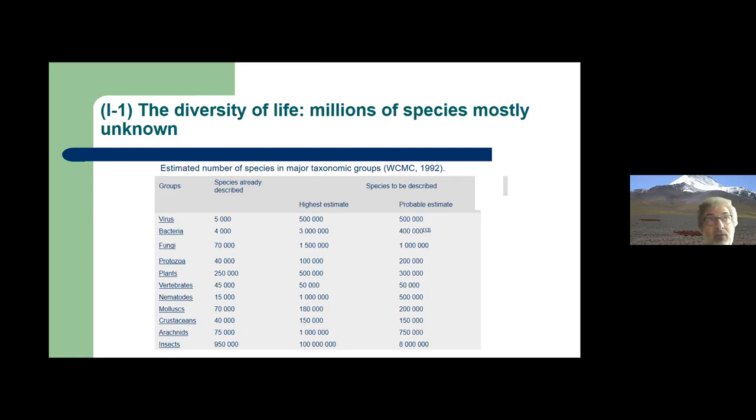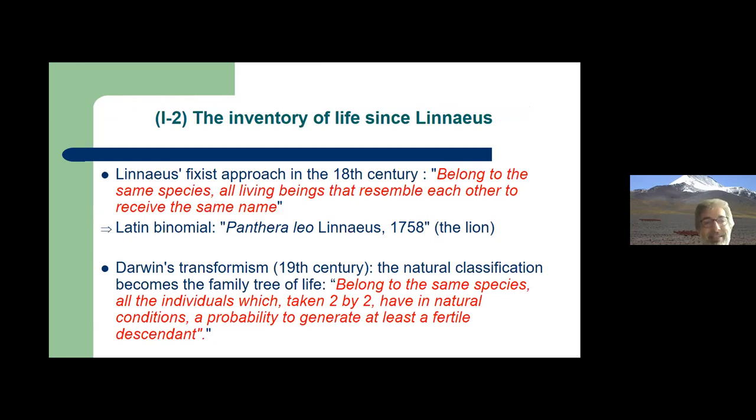And we have to keep in mind that the number of species doesn't explain the totality of the biodiversity. We also need to know the function of the species in the ecosystem. And what is biodiversity for evolution? The description of the different species comes from the last 18 centuries with botanists, like Linnaeus, who described species: all living beings that resemble each other receive the same name.